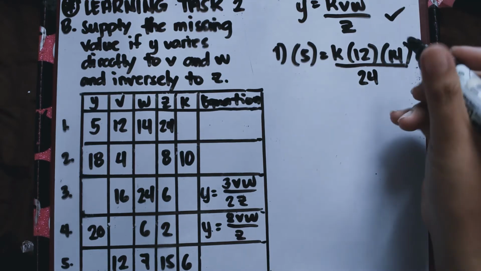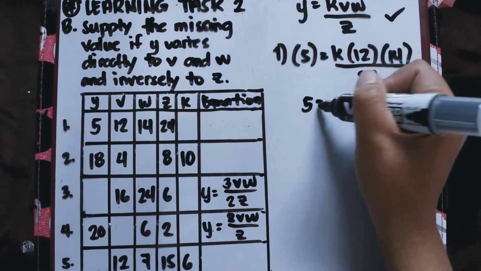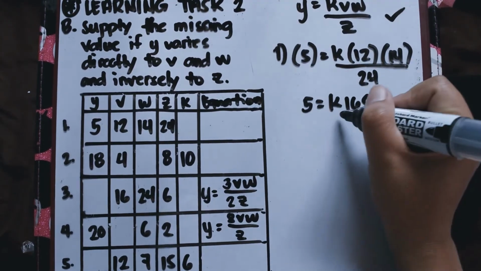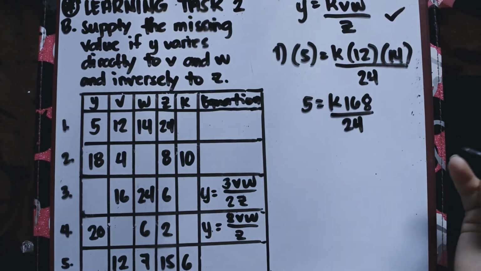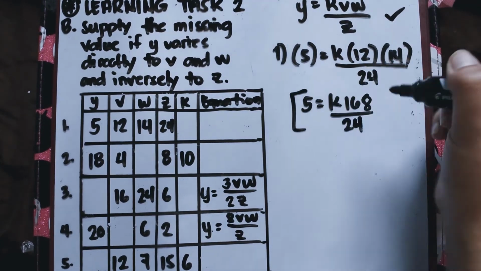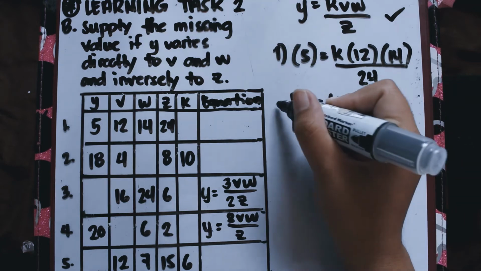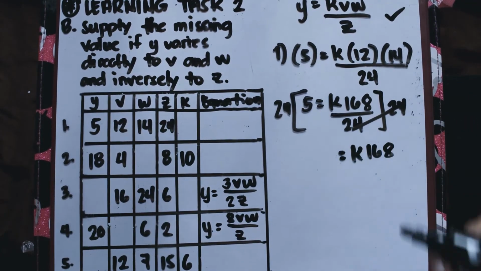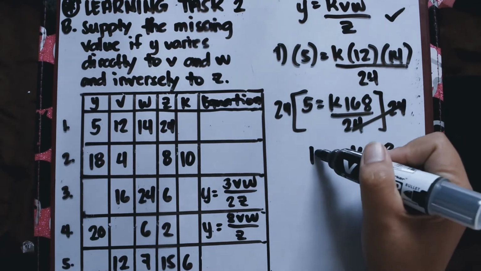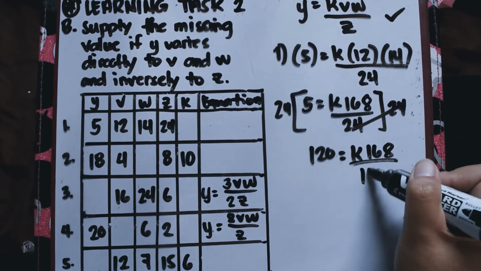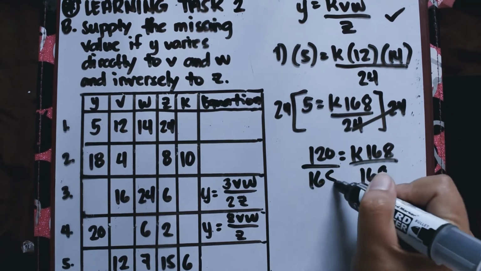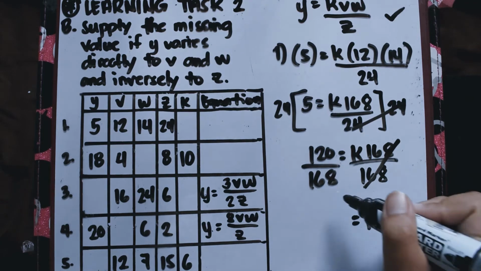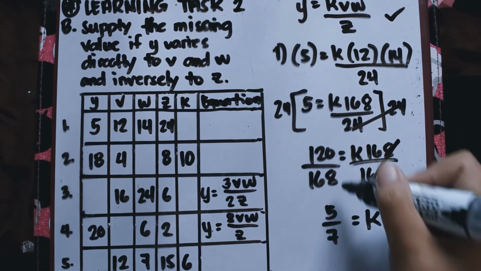Now, let's solve. So, we have, syempre, copy lang si 5. Copy si K. So, we have 12 times 14, 168 over 24. So, let's remove the denominator. So, pwede kayo mag-cross multiply kung saan kayo masanay. So, remove the denominator by multiplying by 24. So, cancel. So, magiging K, 168 is equal to 24 times 5, we have 120. So, may kasama pa si K, si 168. So, divide both side by 168. So, cancel. Our constant now will be 5 over 7. So, marunong na kayo mag-reduce ng fraction, di ba?